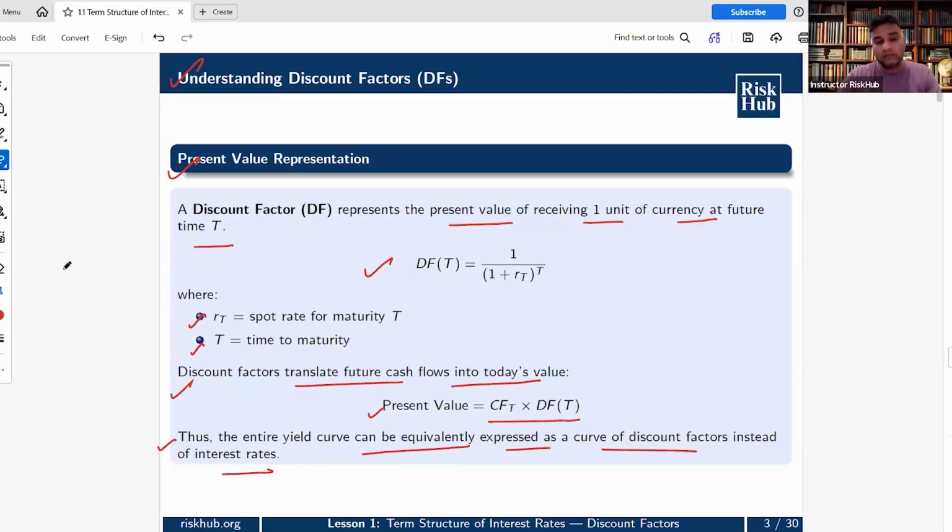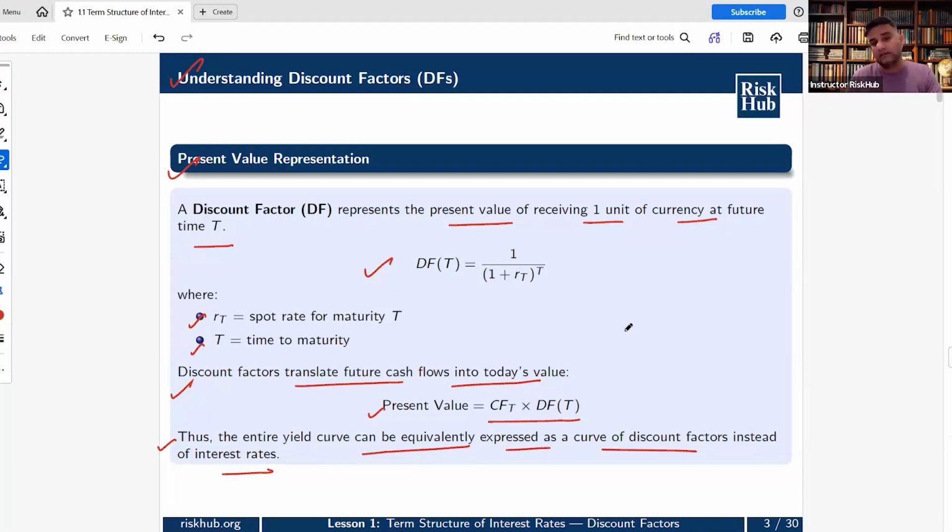Formula 2, which is given: present value equals CF sub capital T into DF of capital T, right? CF sub capital T is the cash flow received at time T. The formula scales any future amount down to today. The discount factor does the work. That is why the curve of the discount factor carries the same content as the curve of rates.